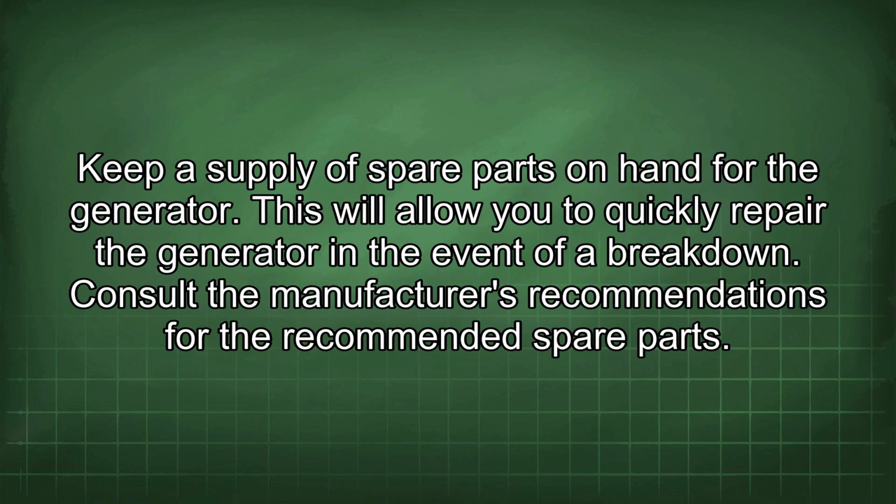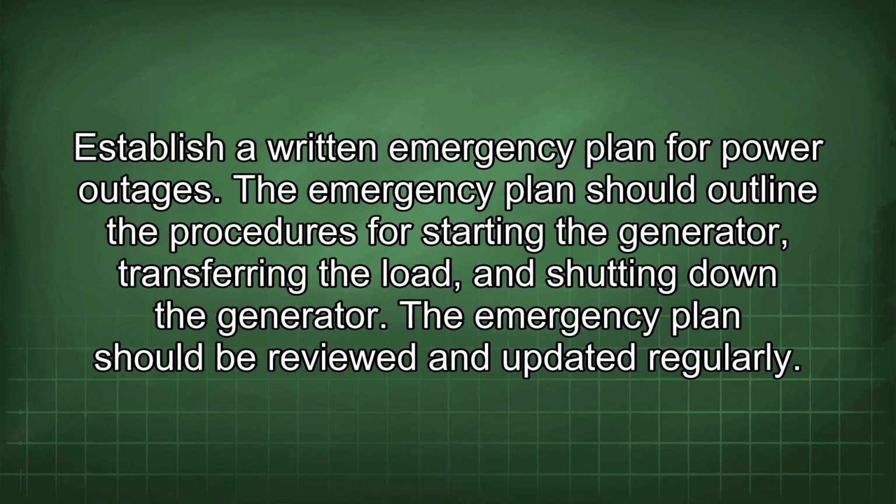Keep a supply of spare parts on hand for the generator. This will allow you to quickly repair the generator in the event of a breakdown. Consult the manufacturer's recommendations for the recommended spare parts. Establish a written emergency plan for power outages. The emergency plan should outline the procedures for starting the generator, transferring the load, and shutting down the generator. The emergency plan should be reviewed and updated regularly.